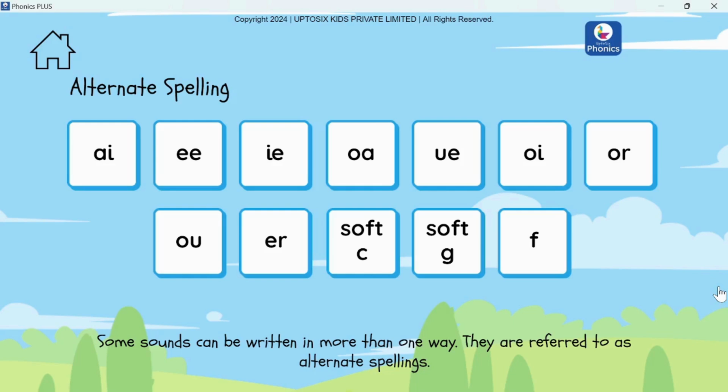We will learn this concept in alternate spellings, and you can download up to 6 Phonics Plus app to practice these concepts in interactive manner.